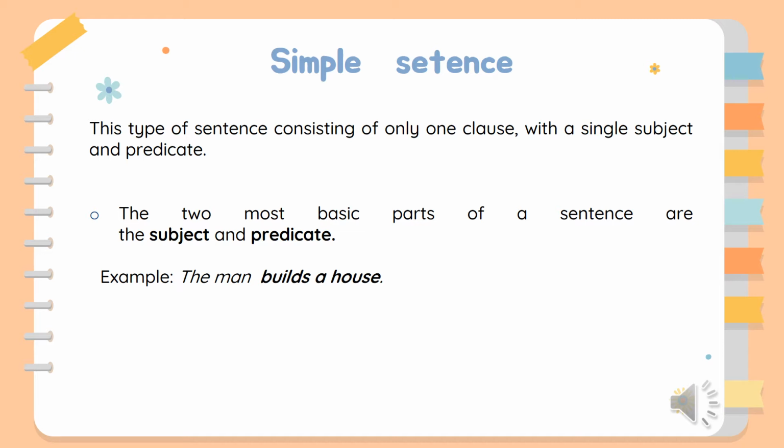The simple subject usually contains a noun or a pronoun and can include modifying words, phrases, or clauses. The predicate expresses action or being within the sentence. The simple predicate contains the verb and can also contain modifying words, phrases, or clauses. For example, the man builds a house. The man is the subject and builds a house is the predicate.